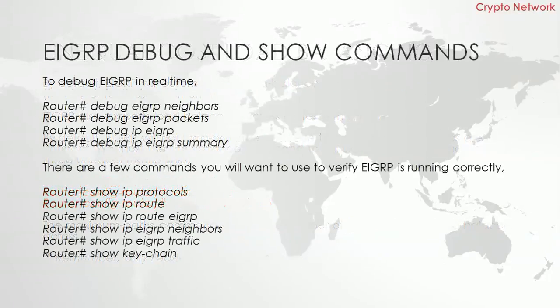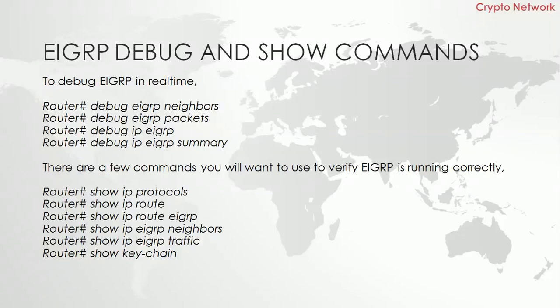All right. So now EIGRP troubleshooting and verifying. Some of the commands to troubleshoot EIGRP are debug eigrp neighbors, that displays events or actions related to your EIGRP neighbors, and debug eigrp packets, that displays events and actions related to EIGRP packets.